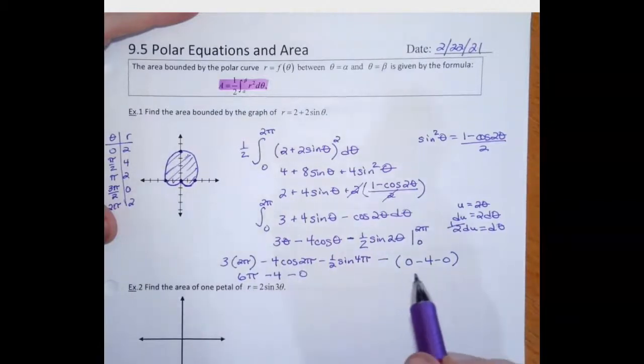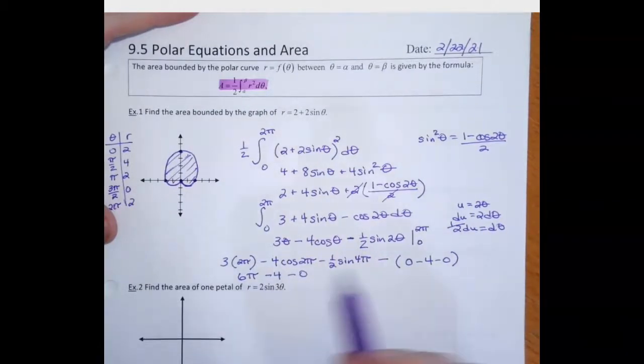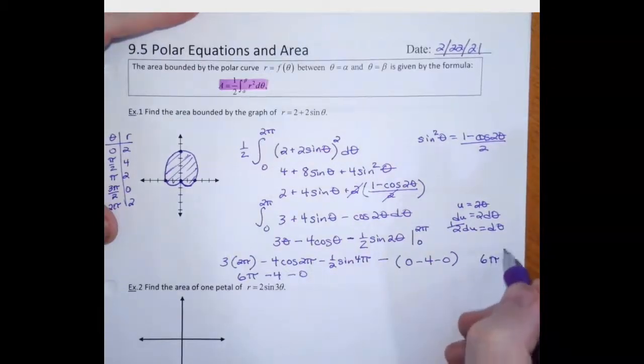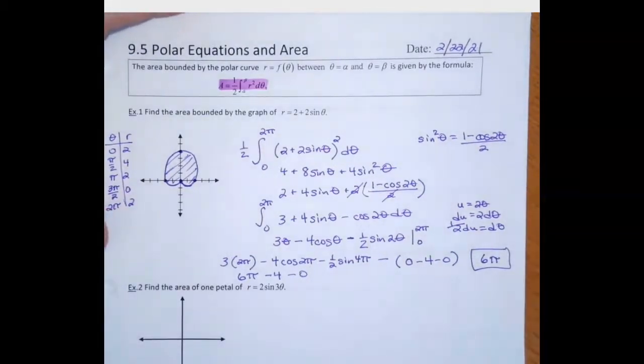So actually this is going to be plus 4. That's going to cancel that out. So our final answer is just going to be 6 pi. Alright.